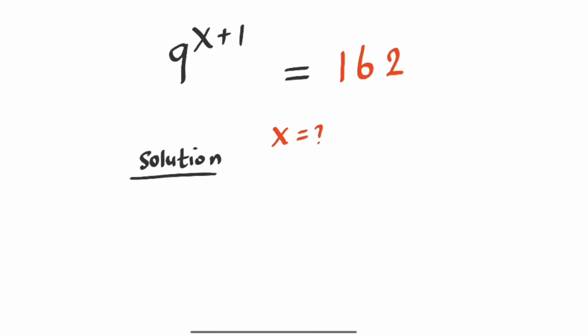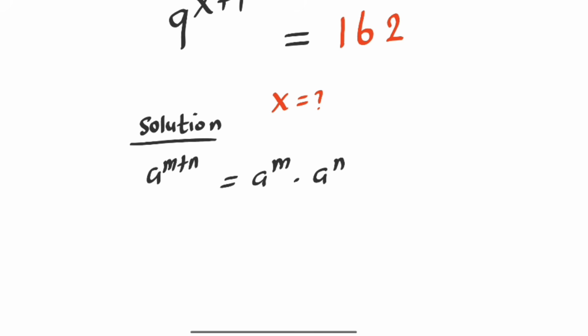Take note of this, that if you have a raised to power m plus n, this is equal to a raised to power m multiplied by a raised to power n. Then we have the given equation. 9 raised to power x plus 1 is equal to 162.